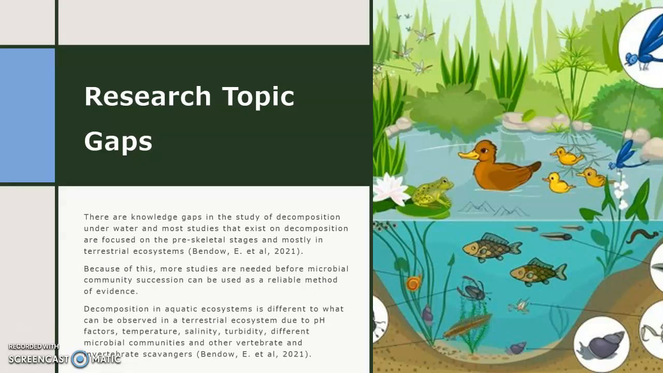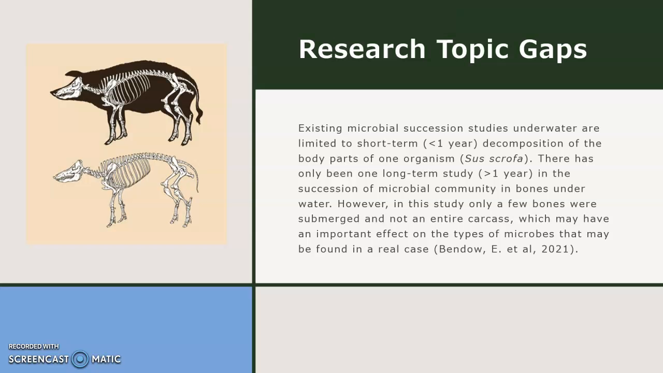It must be noted that the decomposition in aquatic ecosystems is different to what can be observed in terrestrial ecosystems. For example, the pH is going to be different. The temperature doesn't vary as much. The salinity is going to be different. The turbidity of the water, different microbial communities, and other vertebrate and invertebrate scavengers. So all that is going to change. If you go to different ponds, sometimes you may even find a different composition of organisms. All that needs to be accounted for.